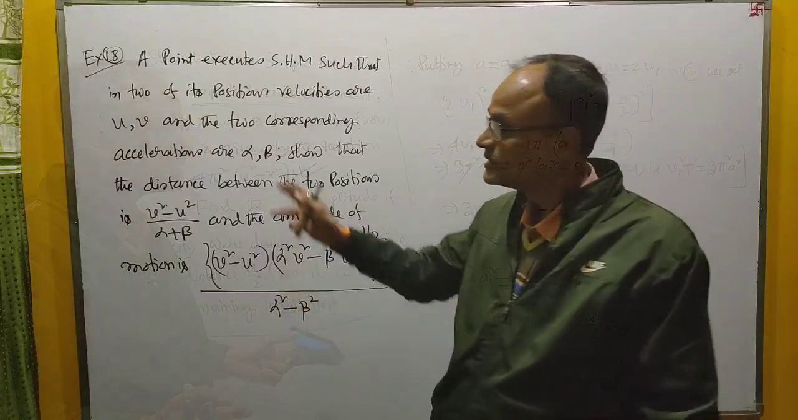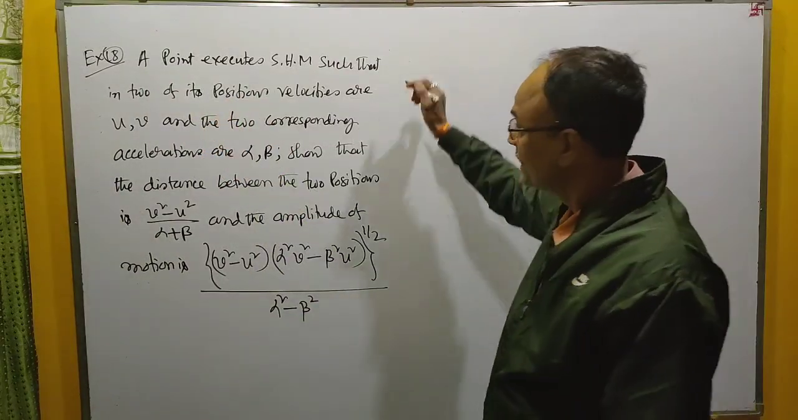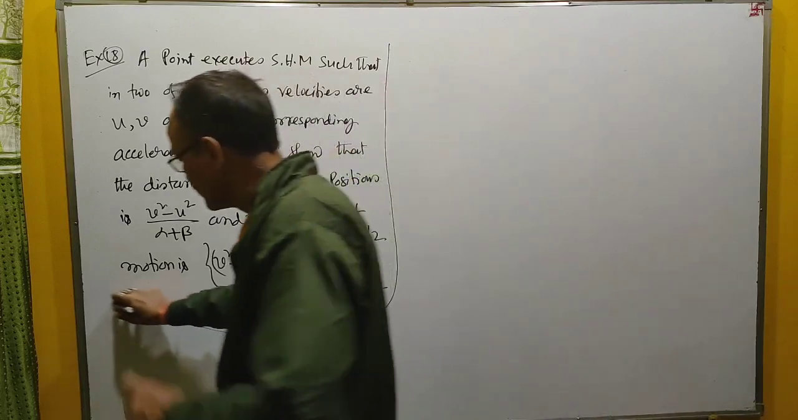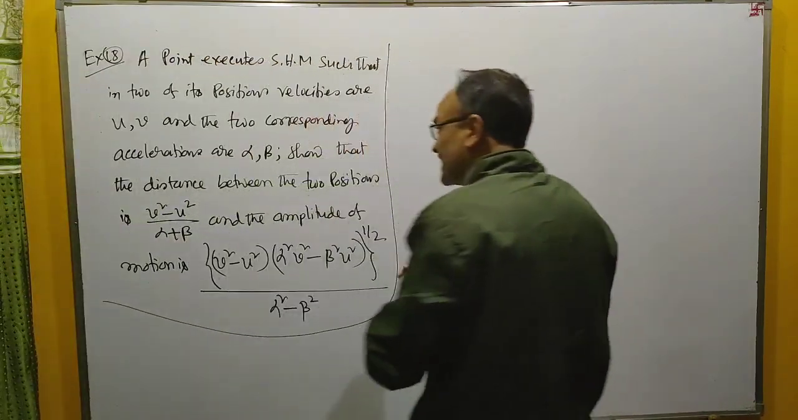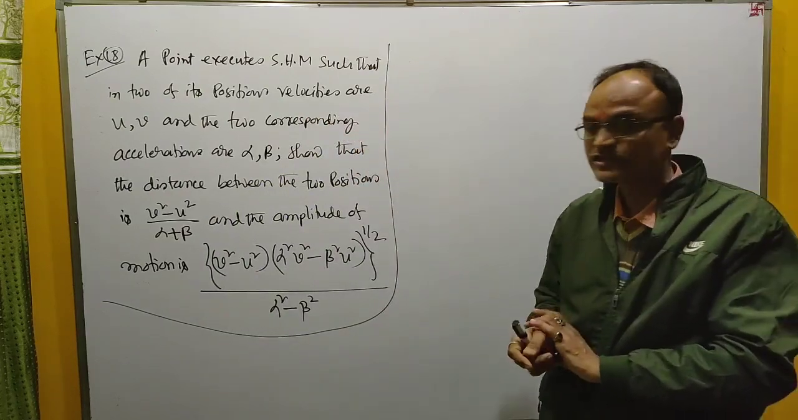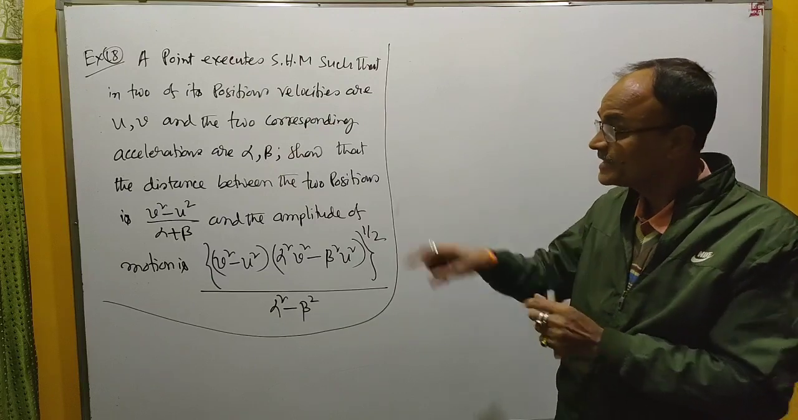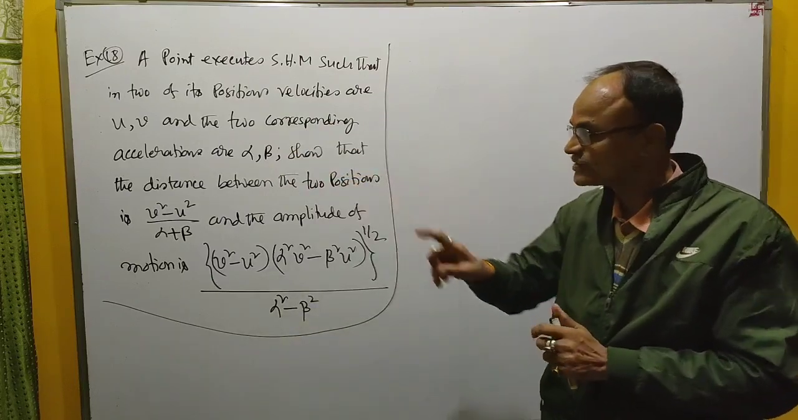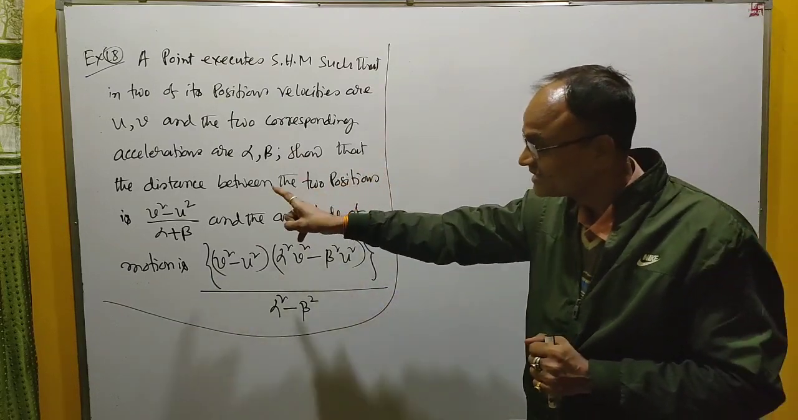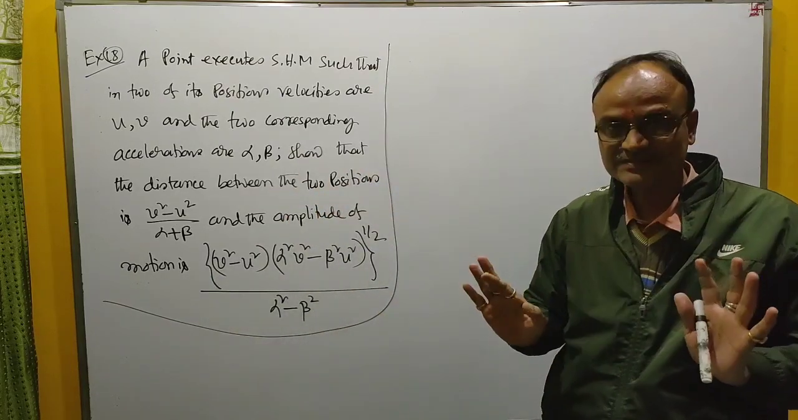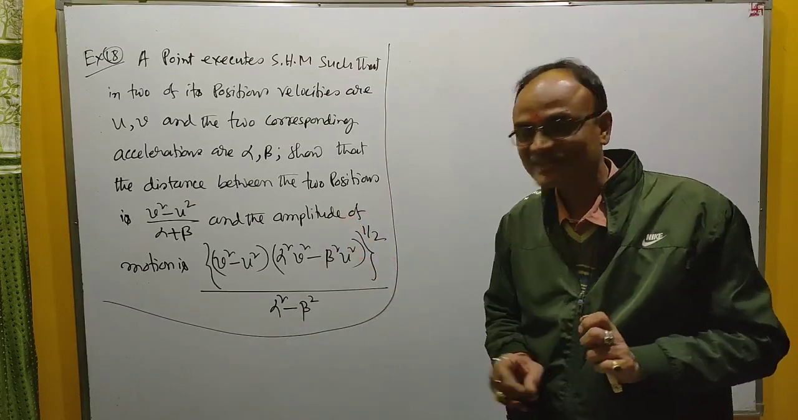This is the way. Let us try to solve this problem. Question number 18. A point executes simple harmonic motion such that in two of its positions velocities are u and v, and the two corresponding accelerations are alpha and beta. So that the distance between the two positions is this. Also, we have to find the amplitude of motion.